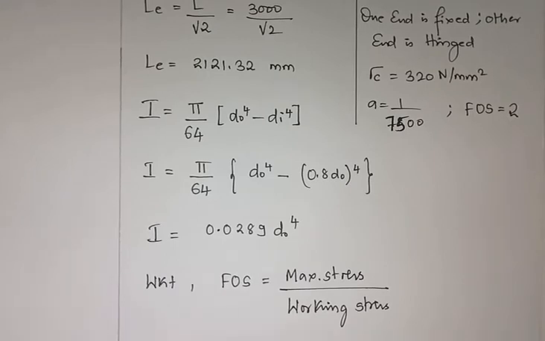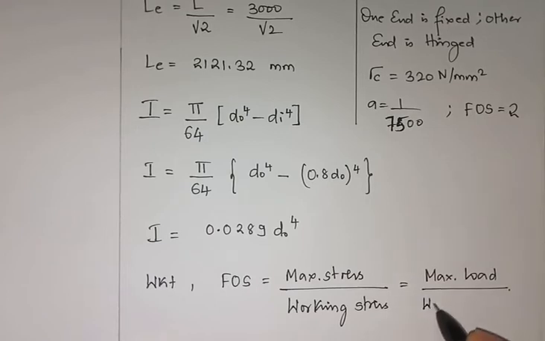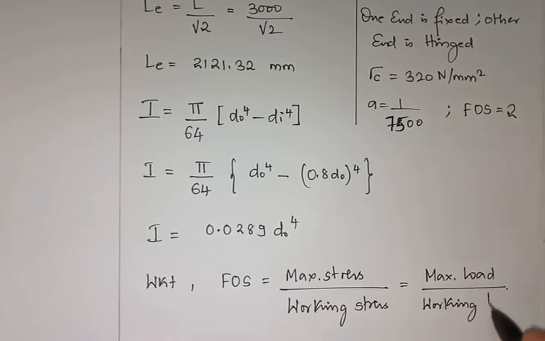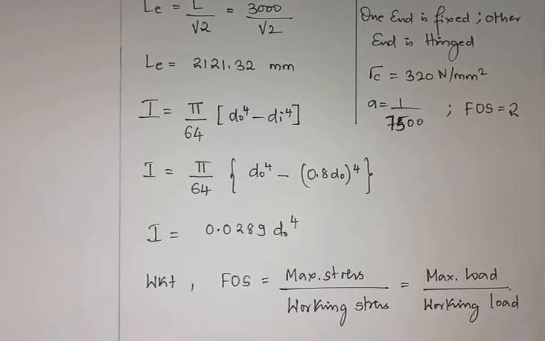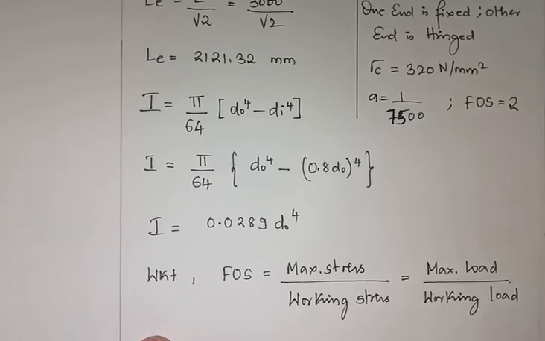So you can just alter this. You know that stress is directly proportional to load, so you can call it maximum load divided by working load, right? Why have I done this? Because when area is constant, sigma is equal to P by A. So if A is constant, sigma and P will be directly related. So though both are directly proportional, maximum stress can be expressed in terms of maximum load, and working stress can be expressed in terms of working load.